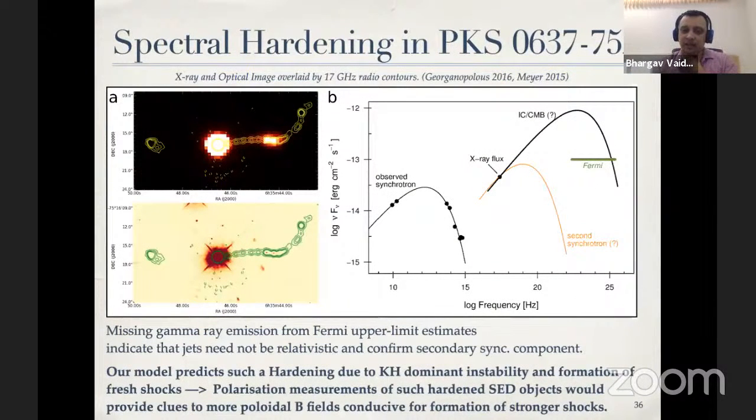This can be an interesting application if you want to understand the bright features associated with these PKS sources, where X-ray synchrotron is observed. If you get the X-ray flux and fit it with IC-CMB, then you need very highly relativistic jets, which is definitely not the case, and doesn't agree with the upper limit of the Fermi flux. So the only way to explain this is secondary synchrotron processes, which is what we also propose as a probable mechanism, especially when you have such turbulent KH instabilities acting in these jets.